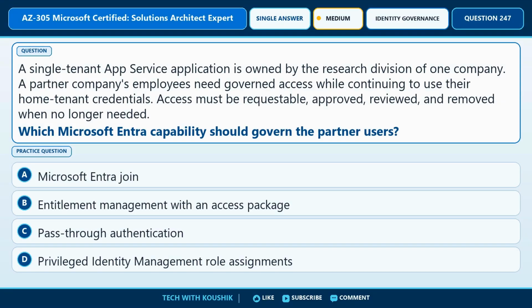Review question number 247 carefully. We are moving to identity governance. Let us first review the situation. A single-tenant app service application is owned by the research division of one company. A partner company's employees need governed access while continuing to use their home tenant credentials. Access must be requestable, approved, reviewed, and removed when no longer needed. Which Microsoft Entra capability should govern the partner users? Compare the following options. Choice A, Microsoft Entra Join. Choice B, Entitlement Management with an Access Package. Choice C, Pass-Through Authentication. Choice D, Privileged Identity Management role assignments.